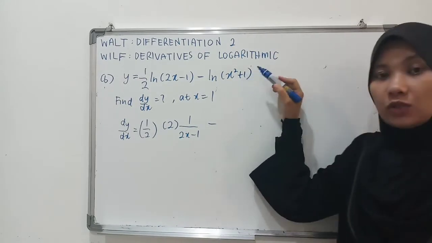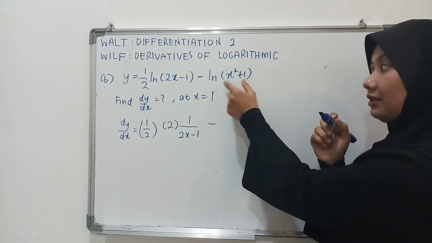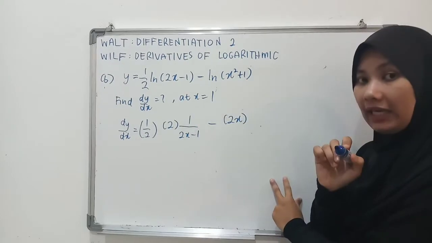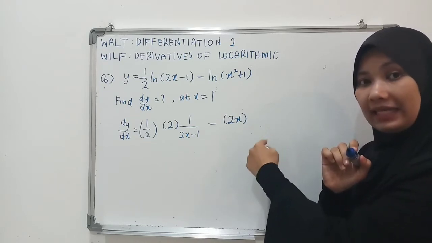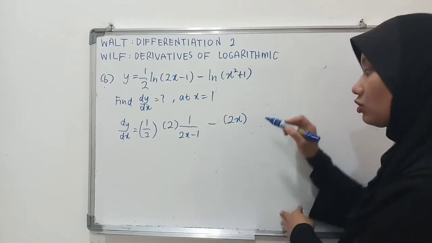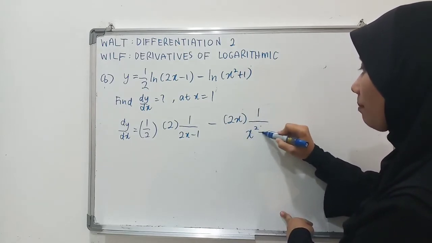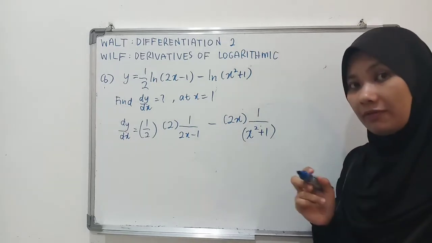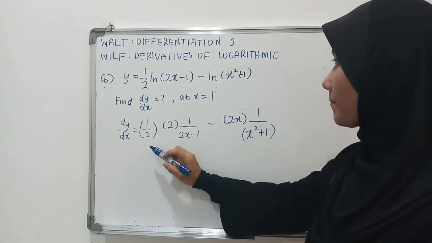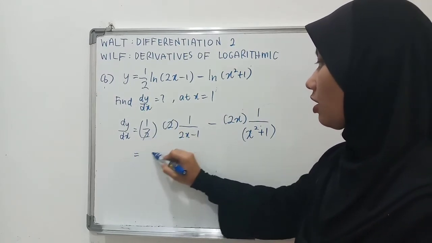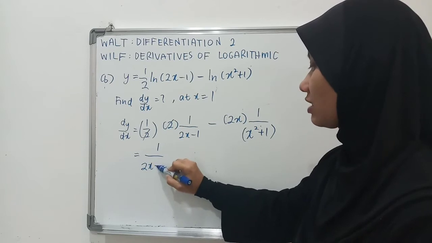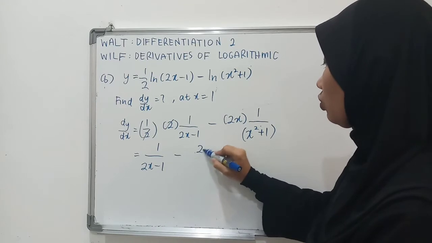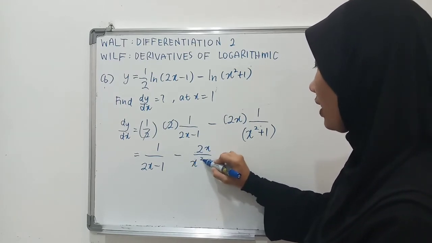How do we differentiate ln x square plus 1? Differentiate that one first, put in front. Differentiate that one, you will get 2x. And then next, you need to do 1 over x square plus 1. Everything here is one term. So try to simplify your answer. Give it in the simplest form. You will get 1 over 2x minus 1 minus 2x over x square plus 1.